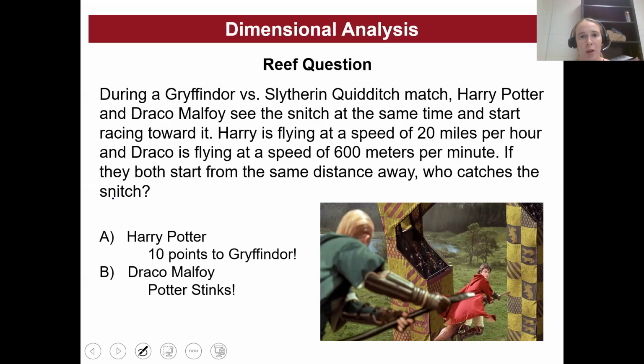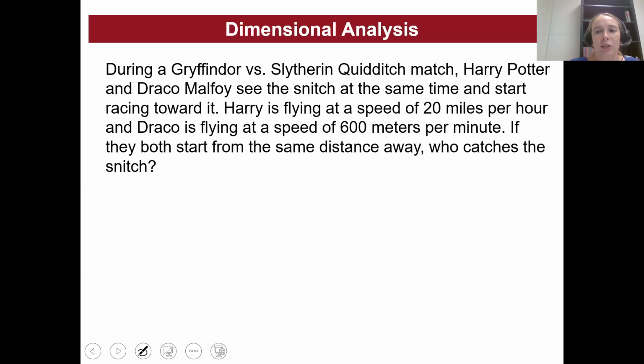All right, cool. So we've got 20 miles per hour and 600 meters per minute. They start from the same distance away, so they have to cover the same distance. So we don't have to worry about that. We just have to find out which one's going faster, okay? So it's either 10 points to Gryffindor or Potter stinks. Let's find out which.